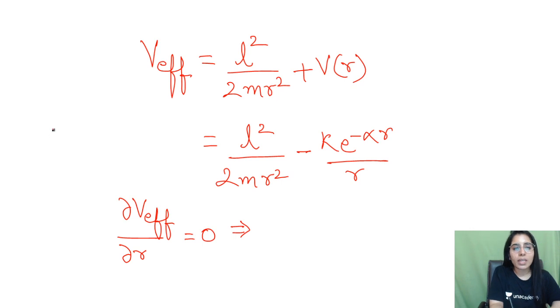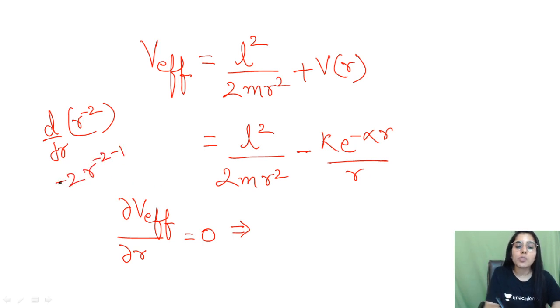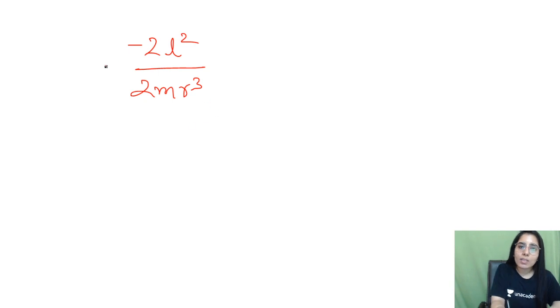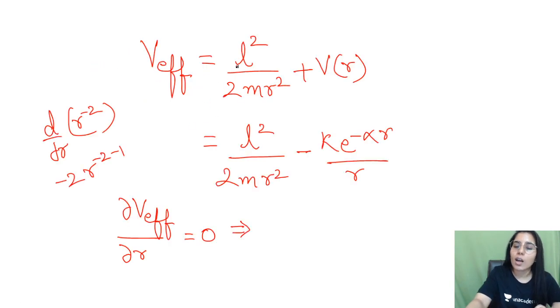and you can even simply write it d by dr of what? r to the power minus 2. So it will give you n x^(n minus 1), which means minus 2 r to the power minus 2 minus 1, which will give you minus 3 power. And this is how in the denominator you will be getting the r cube.